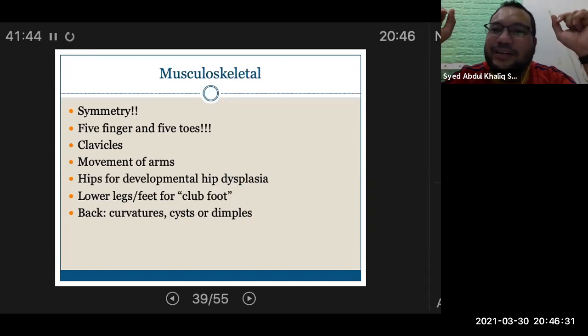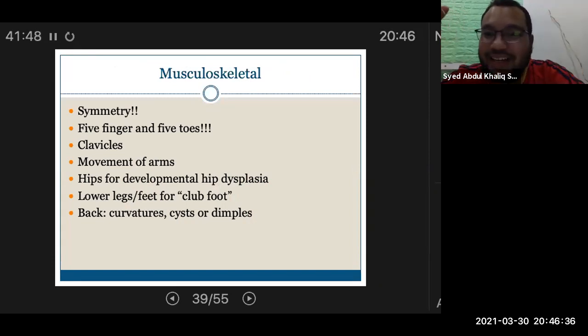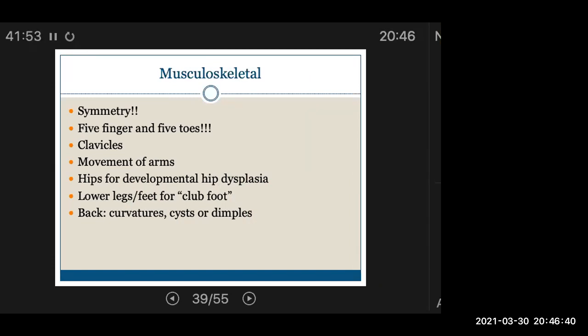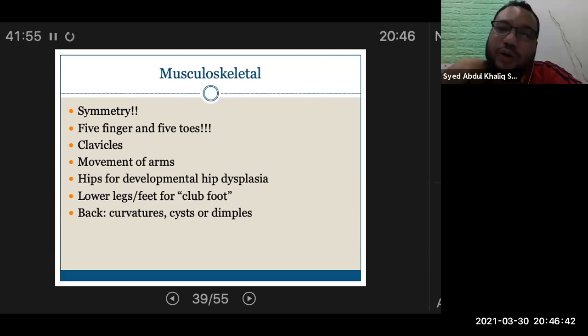There's a Bollywood actor who has polydactyly, right? Wrist erosion. And look at the clavicles. Sometimes, like we have one baby in the ward with a clavicular fracture. There is swelling and reduced movement of the upper limb that has the fracture. Look for hip dysplasia.